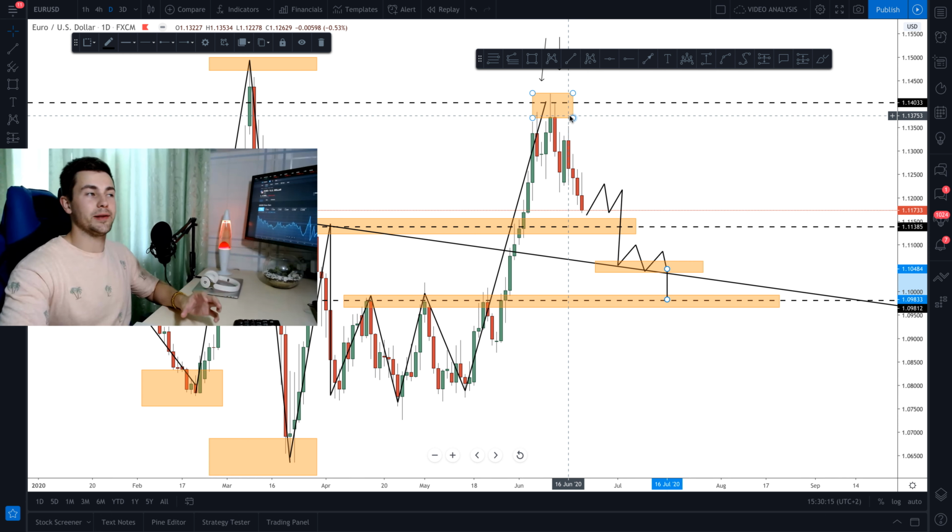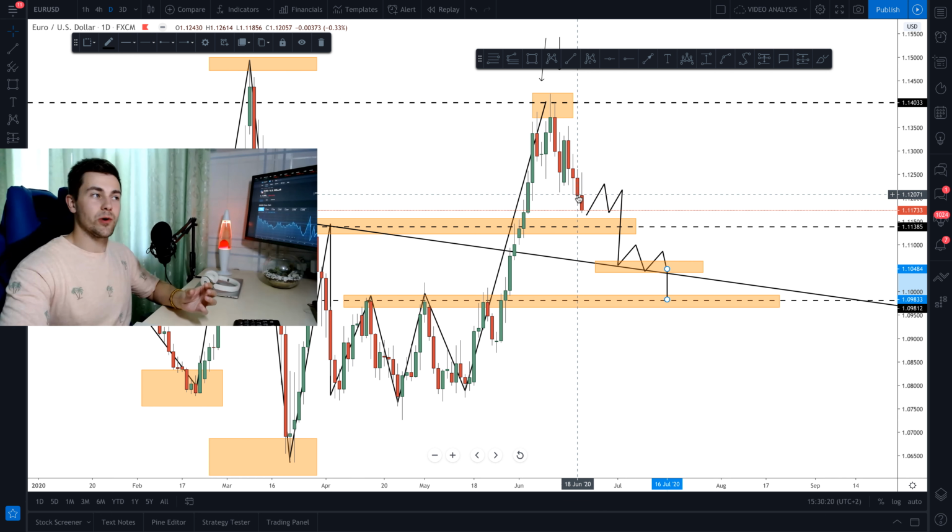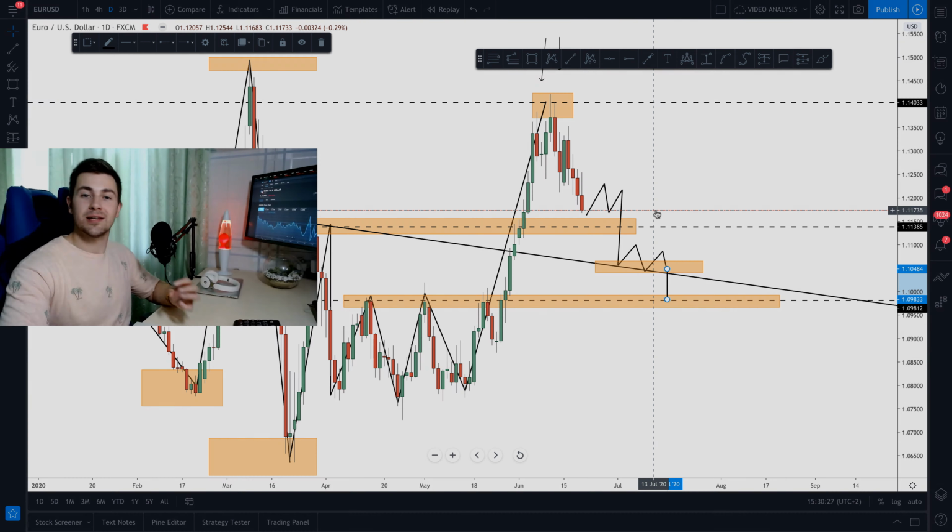And we identified our resistance from where the short rally started. So now let me explain to you how we apply these levels next week.